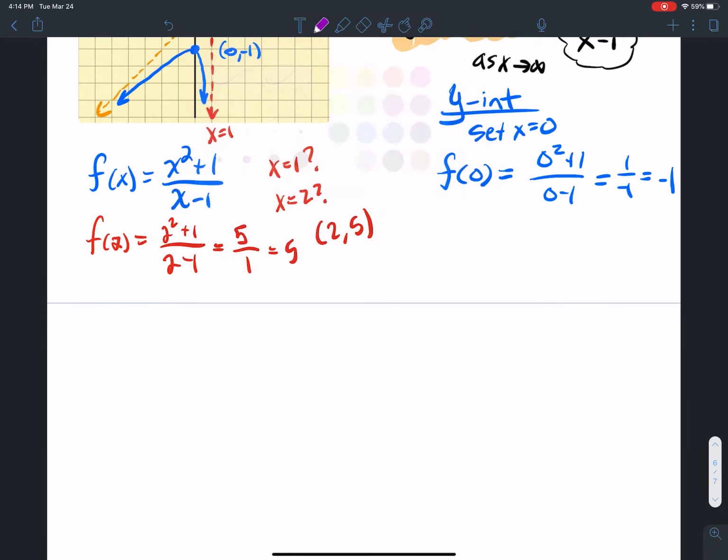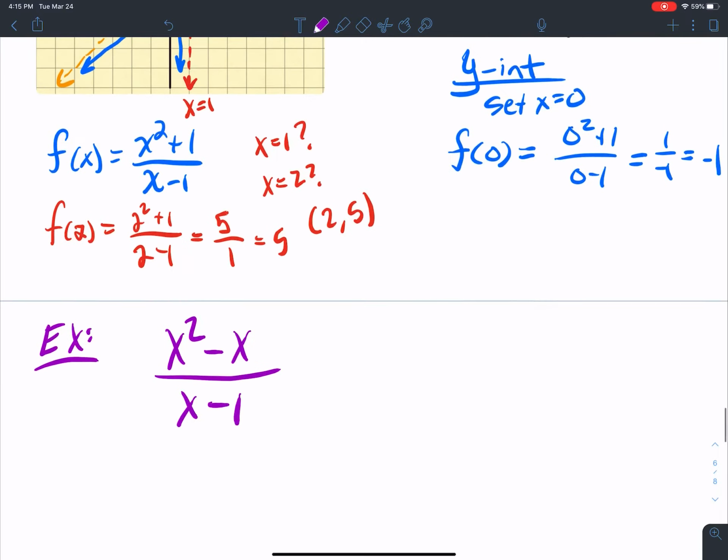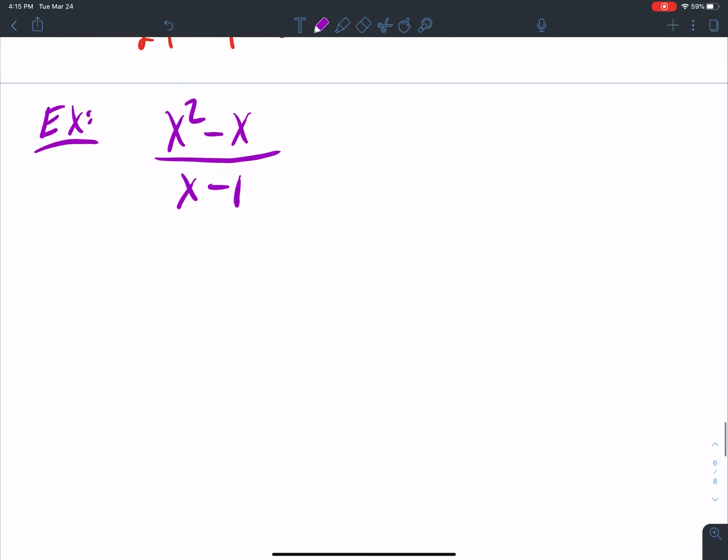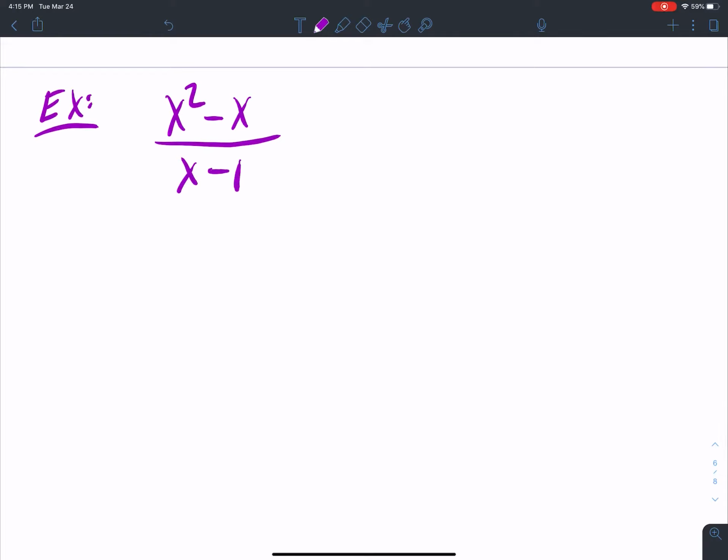Let's do this. x squared minus x over x minus 1. Okay, vertical asymptotes. To find vertical asymptotes, what do I got to do? First, I want to simplify. Can it simplify? Well, when I look at the denominator, it's just x minus 1. So that's good. But the numerator has an x in both terms, so I'm going to factor an x out and have x times x minus 1.